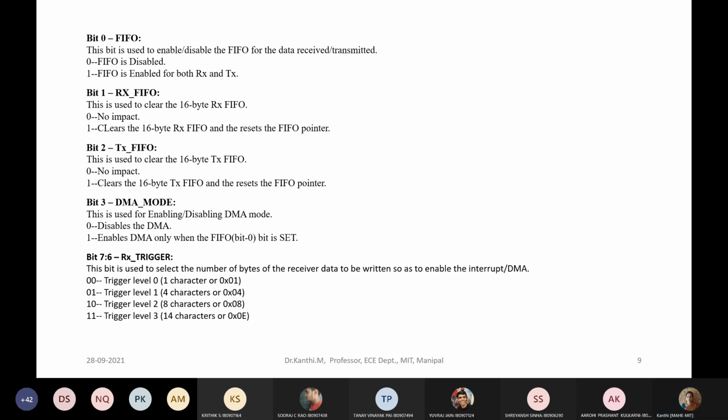And you have direct memory access. It is done through your bit 3. And bits 6 to 7 are the receiver trigger, used to select the number of bytes of receiver data to be written so as to enable the interrupt. So 0, 0, 0, 1, each has its own function. This is just to give the description of the registers. We have seen the FIFO control register.